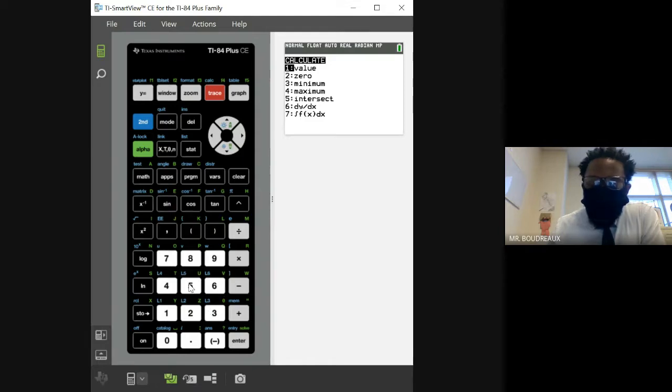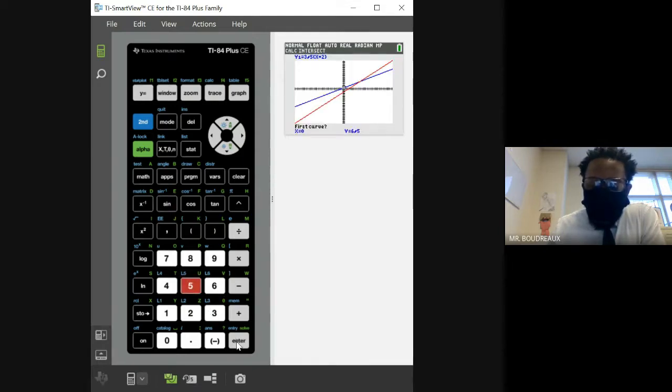second trace. Press 5 for the intersection. Hit enter 1, 2, 3 times. There's your intersection. X equals 13 and y equals 9. For that question right there, they just asked for what x is. And there you go. All right, pretty simple. Hope that helped.